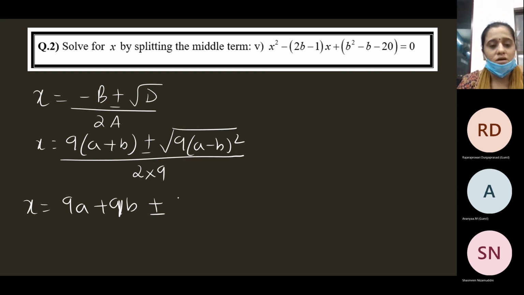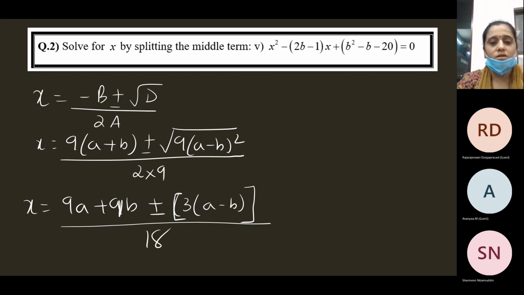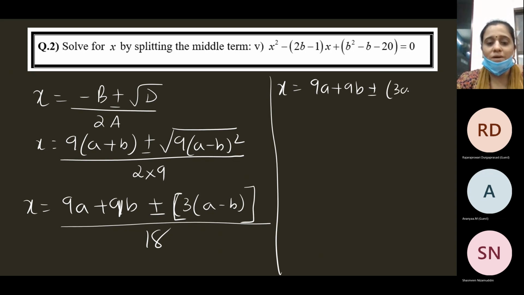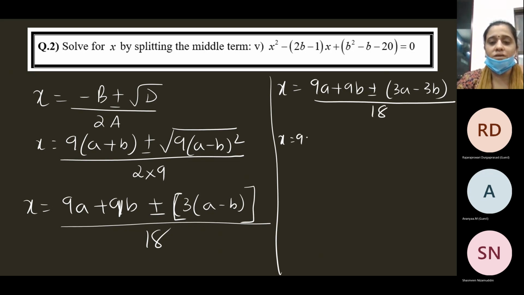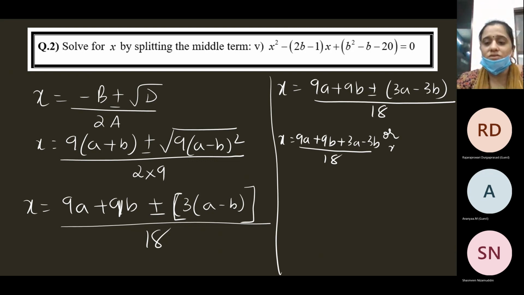plus or minus what is this? 3a minus b. 3 into a minus b, by 18. So x is equal to 9a plus 9b plus or minus 3a minus 3b by 18. So x is equal to 9a plus 9b plus 3a minus 3b by 18, or x is equal to 9a plus 9b minus 3a minus 3b by 18.